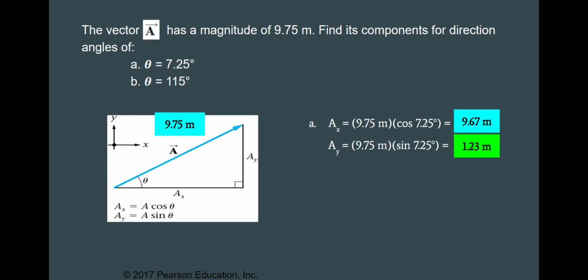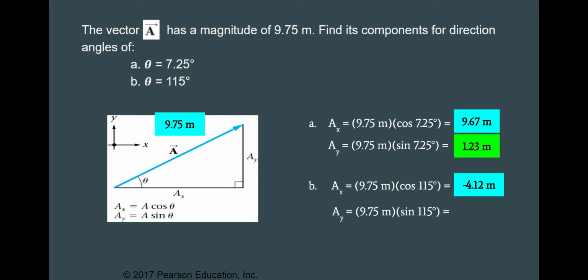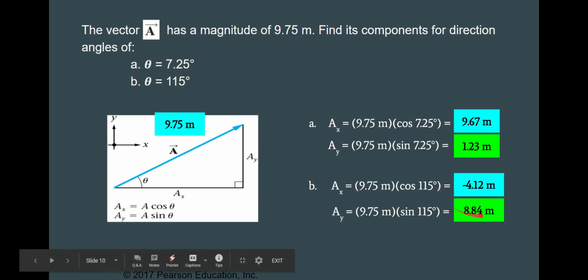So if part A was a little bit of a struggle, go ahead and pause and try part B. Okay, here's part B. So now we're just switching the angle. Everything else stays the same. In this case, we have the cosine of 115 degrees instead of 7.25. Ooh, and this time we got a negative value. Yes, that is possible. Do not panic if you see that. And our y component is 8.84 meters. So having a negative value is perfectly fine. If you see this, don't assume your math is wrong. I mean, it's always a good idea to double check, but a negative value is okay.